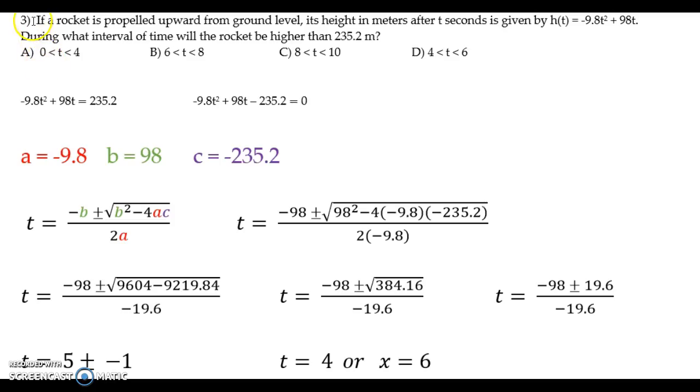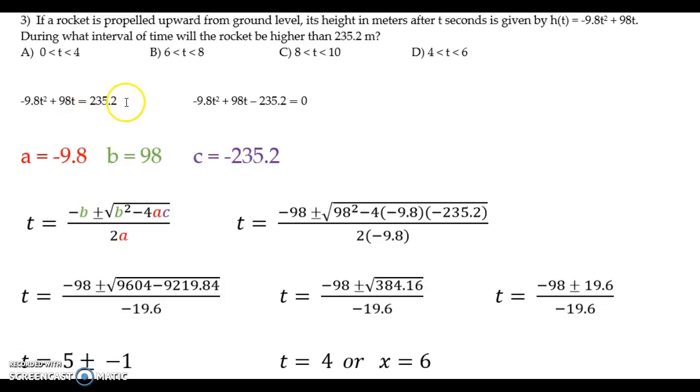And number 3 here, we're talking about shooting a rocket upward from the ground. And we have a quadratic equation to determine how high it's going to be in terms of t, which is time. So it's measured how far after the time we shoot it, how high it gets. H is the height. And we're trying to find the time interval when it's going to be higher than 235.2. So I'm actually going to find the 2 times that it's exactly at 235.2. And then based on that, we can find out the interval when it's higher than that.